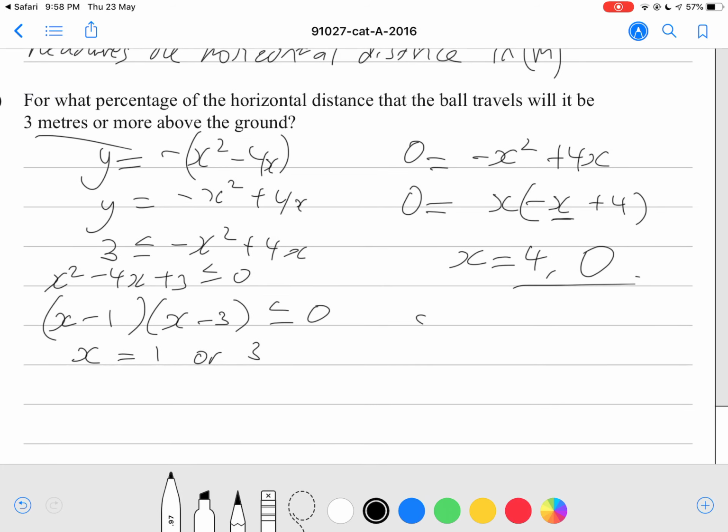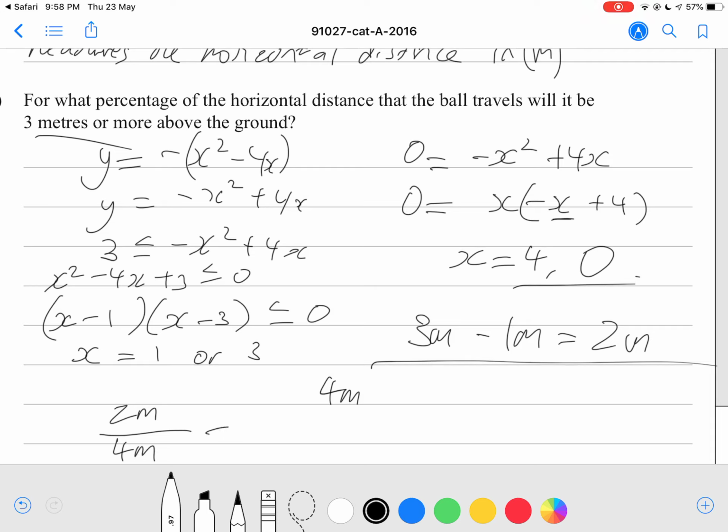Okay, so basically, if you have 3 meters, and then you have another 1 meter, that equals 2 meters. And then the total distance the ball travels is 4 meters, okay? So therefore, the total distance the ball is above 3 meters divided by the total distance the ball travels should be your percentage, and that should give you 50%. So the ball is above 3 meters for half the flight time, basically.